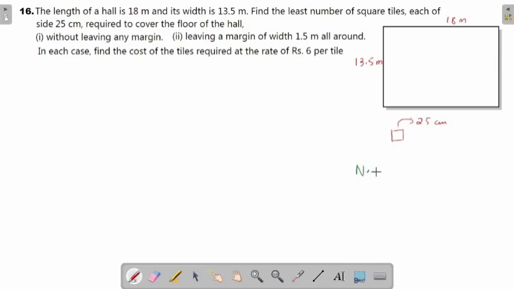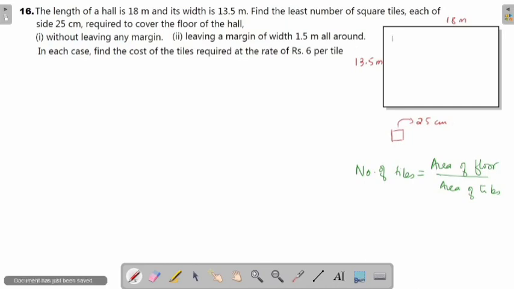Number of tiles will be equal to area of the floor divided by area of the tiles. So we will find area of the floor and area of the tiles. There are two cases given to us. Number 1, without leaving any margin. So you are not leaving any margin like this. You are starting from here only, so you are trying to cover from the border itself, right? So let's see the solution of this particular one.